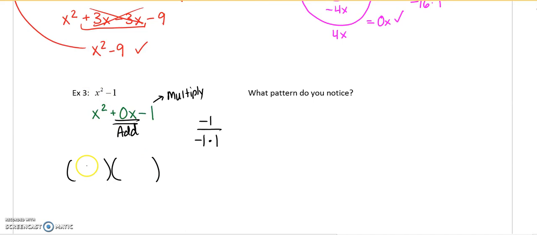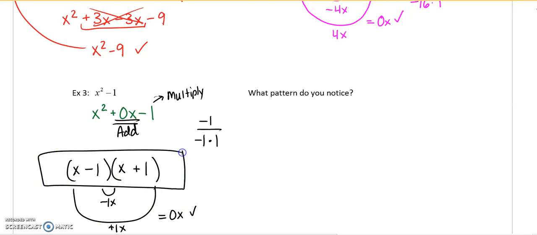And then I set it up. X squared, so x and x. -1. Oh, I've only got one option, so minus 1 plus 1. Luckily, it seems like it'll work. Negative 1x, positive 1x. That is going to give me 0x. Checks out, so I know this is right.